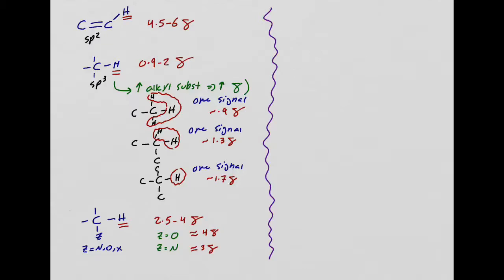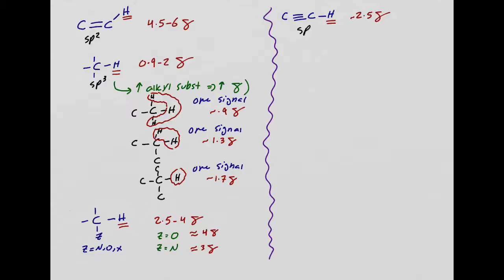All right. Now, the next thing is, what if I have an sp carbon? I have a triple bond, right? So we went over sp2, we went over sp3. What if I have an sp? Now, where would that show up? That would show up around 2.5 ppm. So far, so good. Okay.